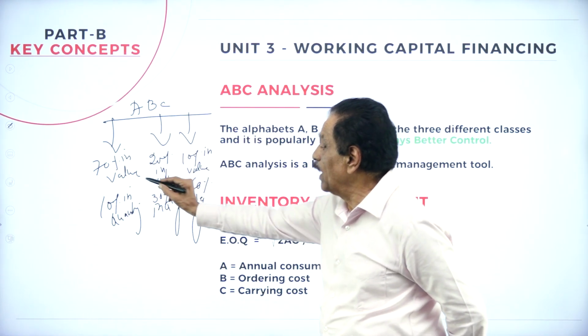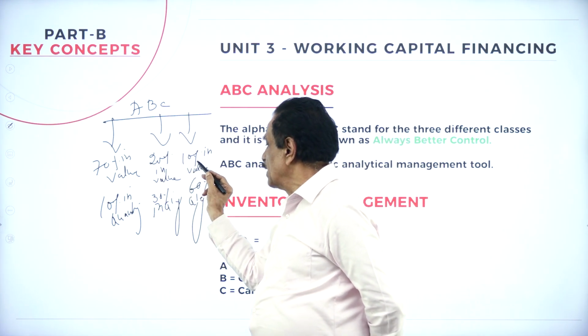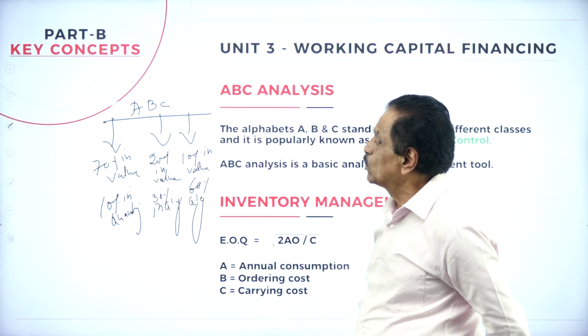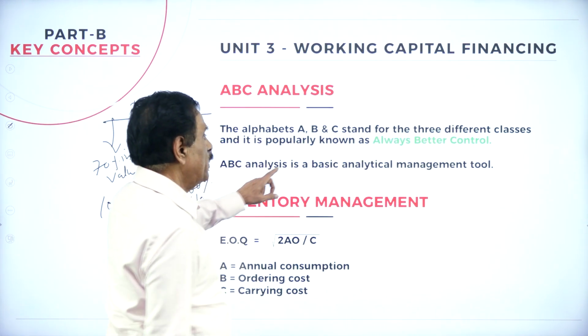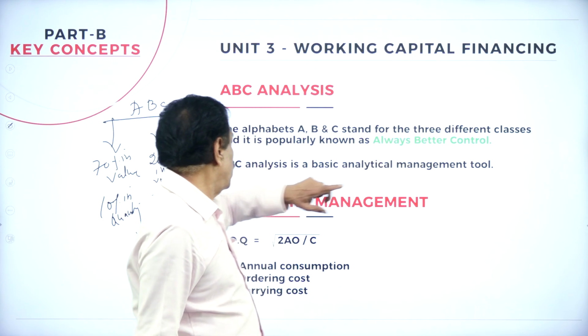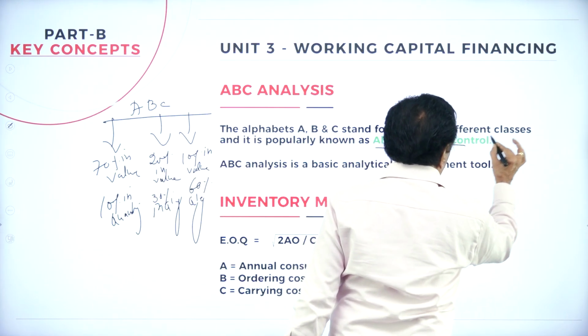Here, more value, less quantity; modern value, modern quantity; less value, high quantity. So what is ABC? Always better control. The alphabet ABC stands for 3 different classes and it is popularly known as always better control.